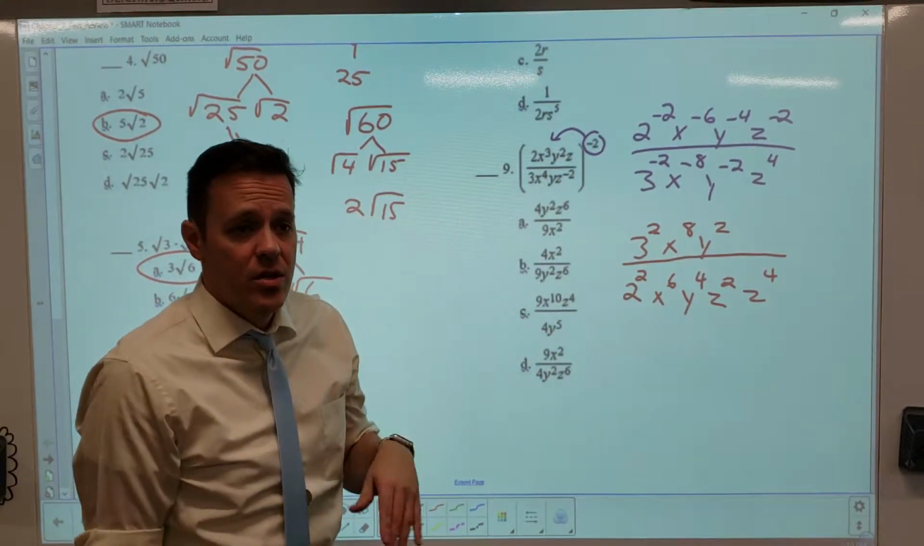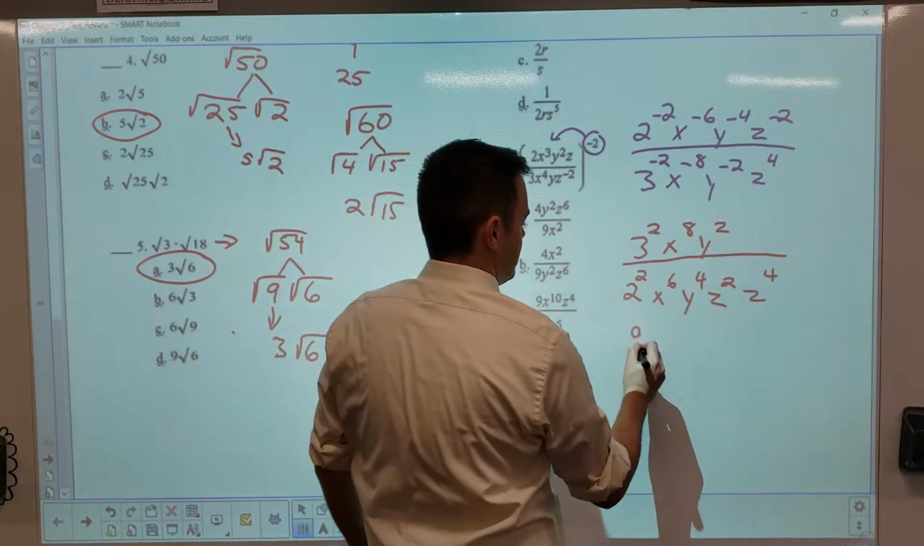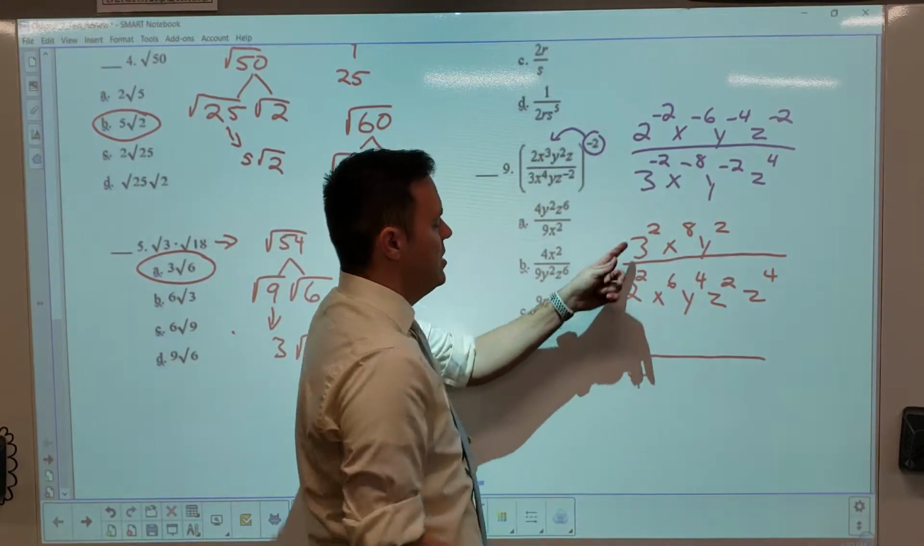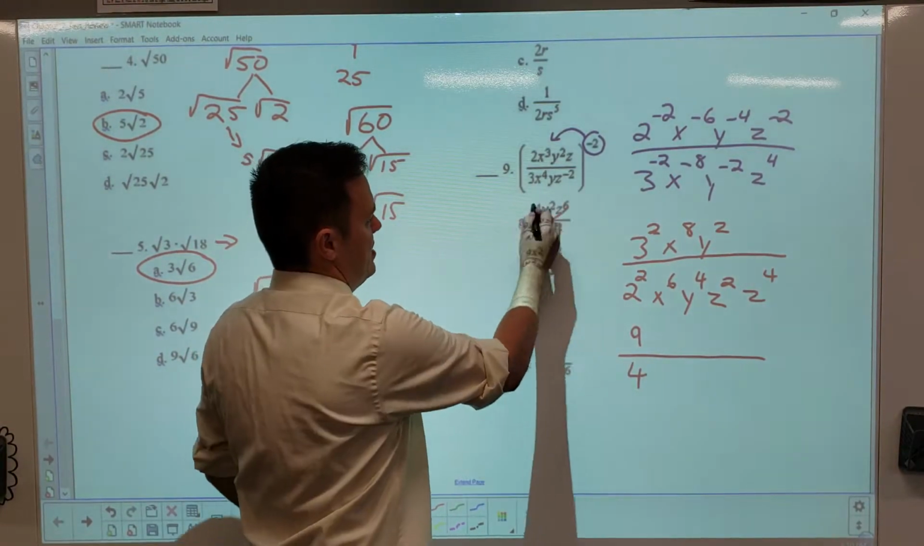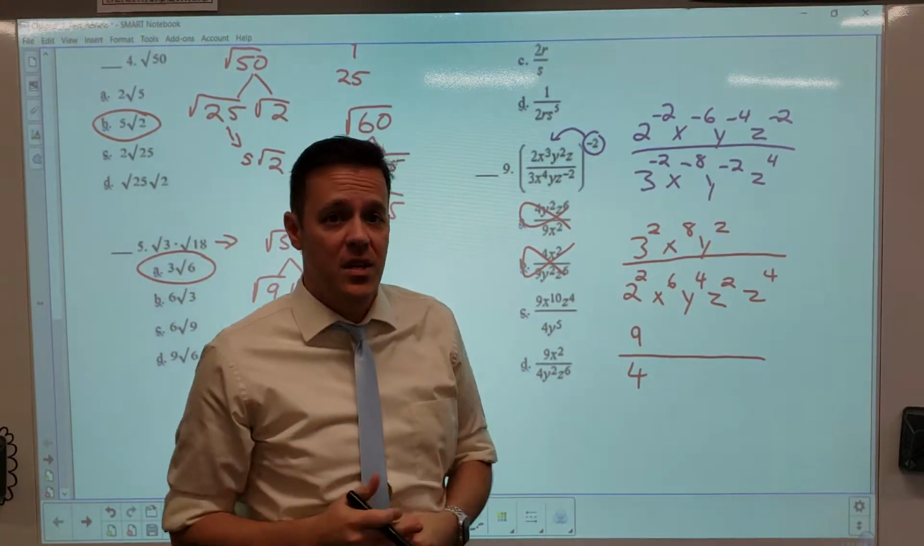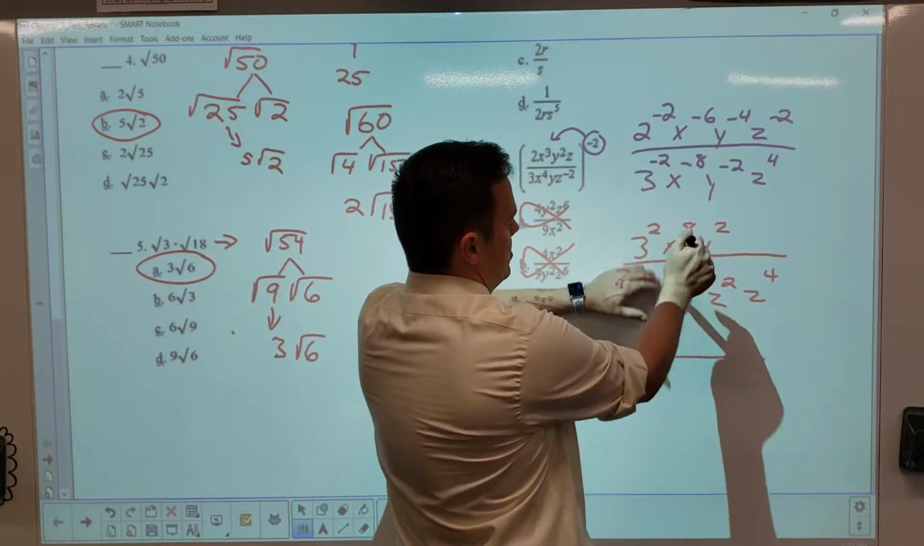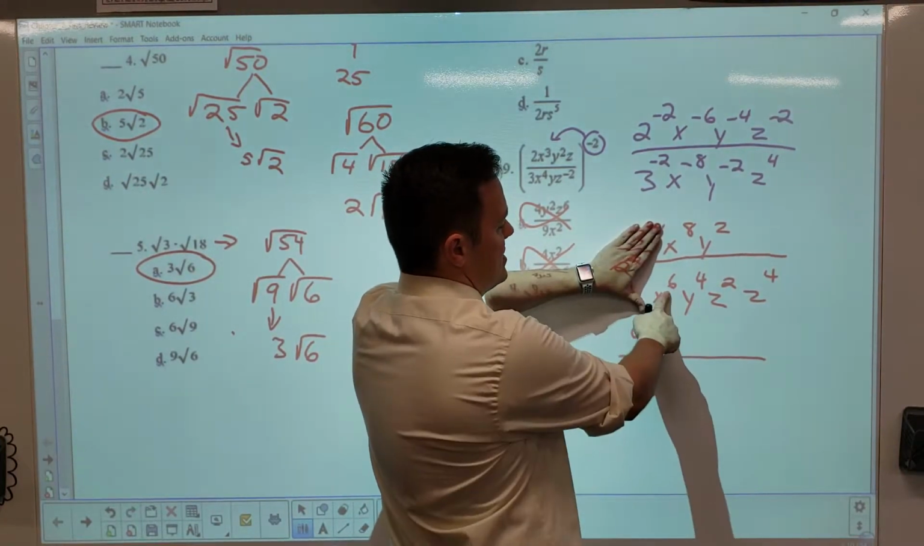Now you just do your simplification or your solving. 3 squared is 9. And 2 squared is 4. So at this point, I know I can eliminate these 2 answers right here. Okay. Now you have a 50-50 shot of getting it right. Remember what it is. There's 8 x's on the top. So let me cross these off. And 6 x's on the bottom.